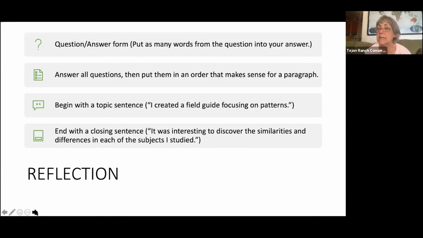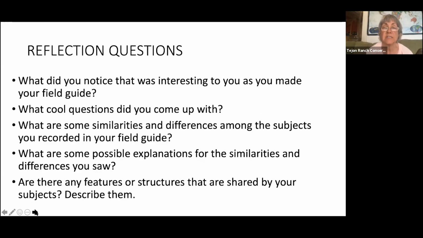So you begin with a topic sentence that says something like, what is it you were doing? I created a field guide focusing on patterns. Simple. And then the ending sentence. It was interesting to discover the similarities and differences in each of the subjects I studied. Because remember, that's what your assignment was. Look at the similarities and differences. So here are your questions. I'm going to just coach you really quickly on how you start the question answer form.